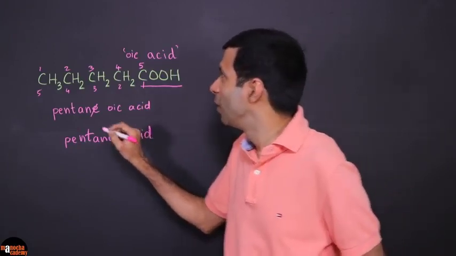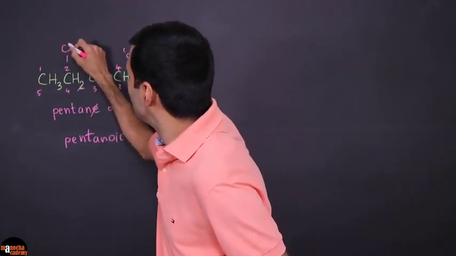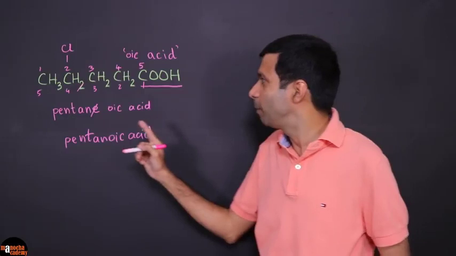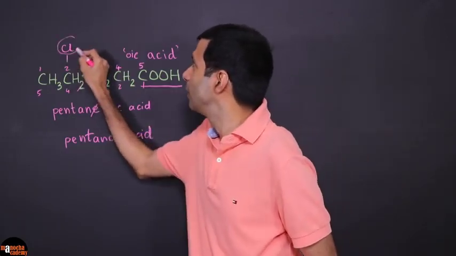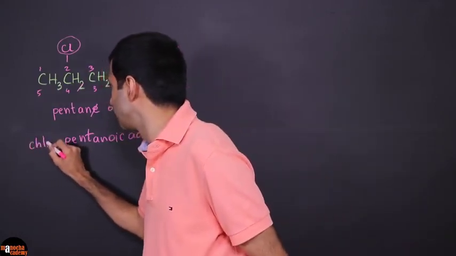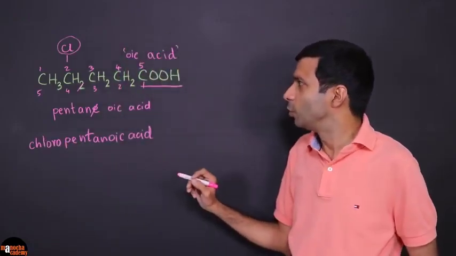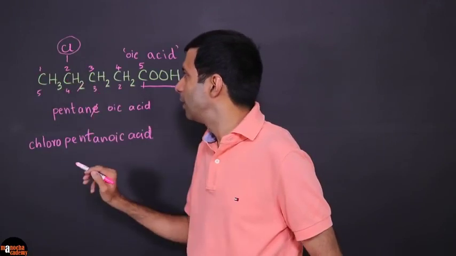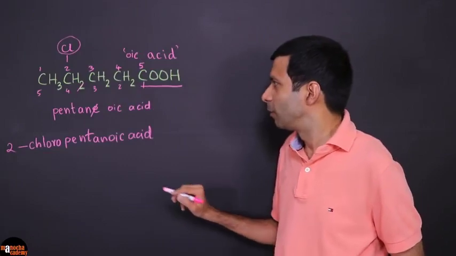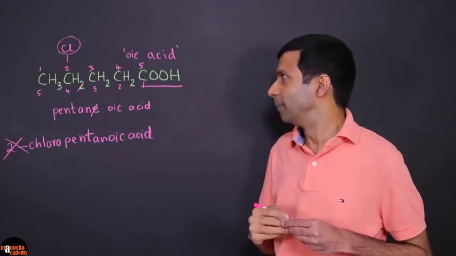Now let's say we have a chlorine over here. So I'm going to remove one H and let's add a chlorine in here. So what will the name of this compound be? It's basically a pentanoic acid and the halogen comes in the prefix. So it would be a chloropentanoic acid. But we need to do the numbering, right? So what number should we choose? If we look at the smallest number, we will think of writing 2-chloropentanoic acid. But that's the wrong answer. Let me explain to you why.